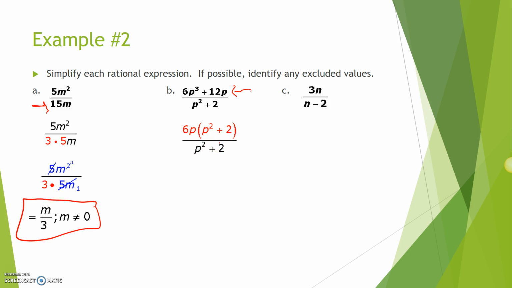And then we're going to divide out common factors. Our common factor is p squared plus 2, so we're going to divide that out. What we'll be left with then is 6p over 1. And what would be my excluded values? There are none, because 6p divided by 1 just gives me 6p.